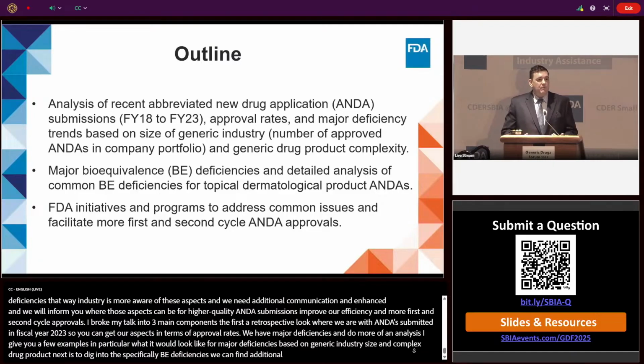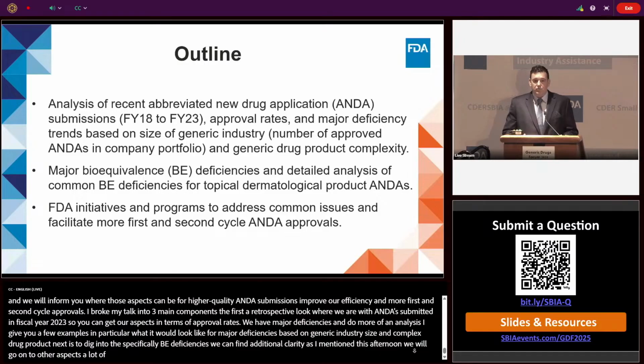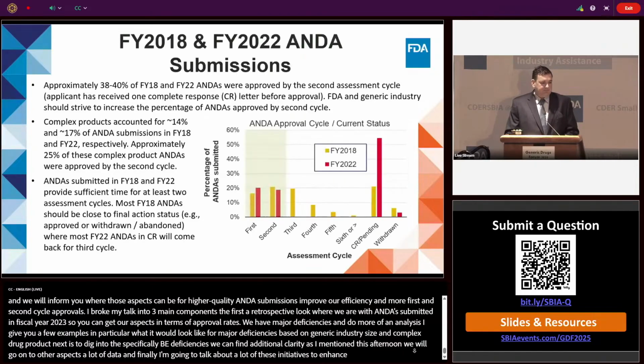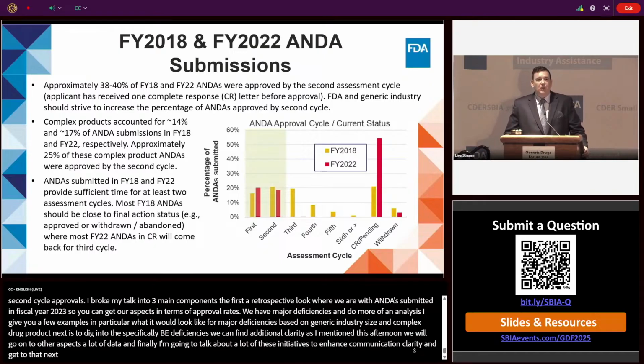And finally, I'm going to finish up by talking about a lot of the initiatives we've been discussing the last few days, really to enhance that communication and clarity, and get to that next step where we want to be. So I know there's a lot of information on this slide, but like I said, there's a lot of information available to us. The more we know, the more you will be able to utilize and leverage this.